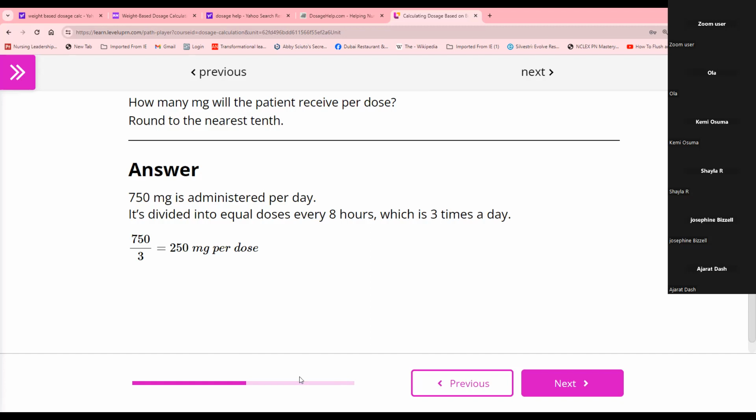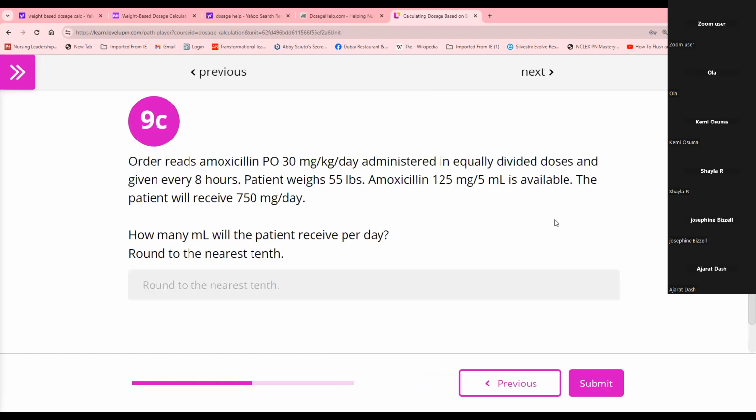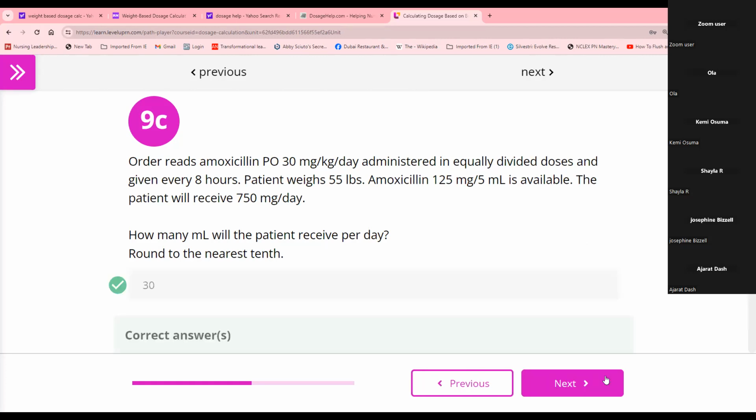Good with that one? Were you able to get to that number now? Yes. Okay, let's try another. This was for the mL, so let's do that. 30 mL. 30. Yes. Great job.